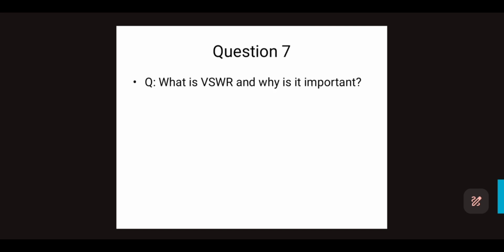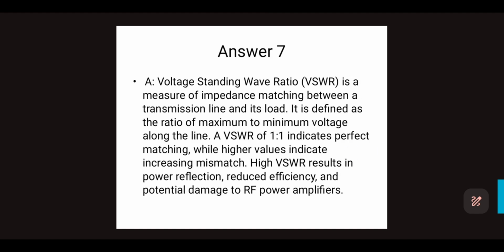Now, what is VSWR and why is it so important? VSWR is voltage standing wave ratio. Let's see what VSWR is. It's a measure of impedance matching between a transmission line and its load. It is defined as the ratio of maximum to minimum voltage along the line.